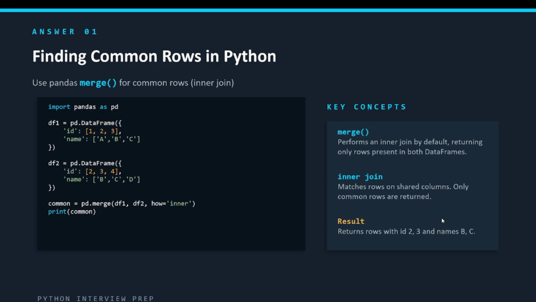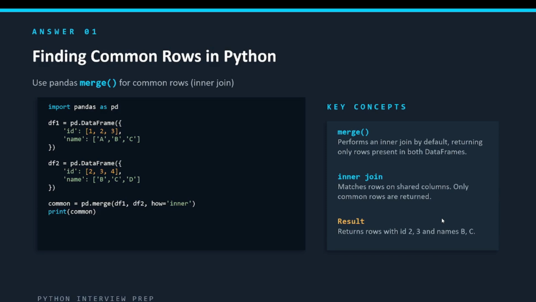This single line of code is doing something very powerful. The merge function joins the two data frames together based on their shared columns. In this case, both the ID and the name columns are common to both data frames, so Pandas automatically uses them as the join keys. The parameter how='inner' specifies that we want an inner join, which means only the rows that exist in both data frames will be returned in the output. Any row that exists in only one of the two data frames is excluded from the result.